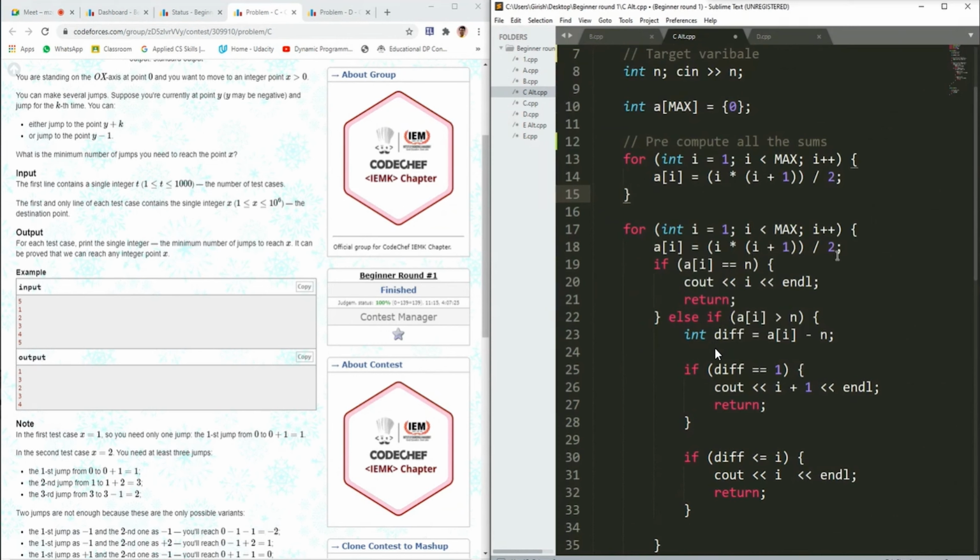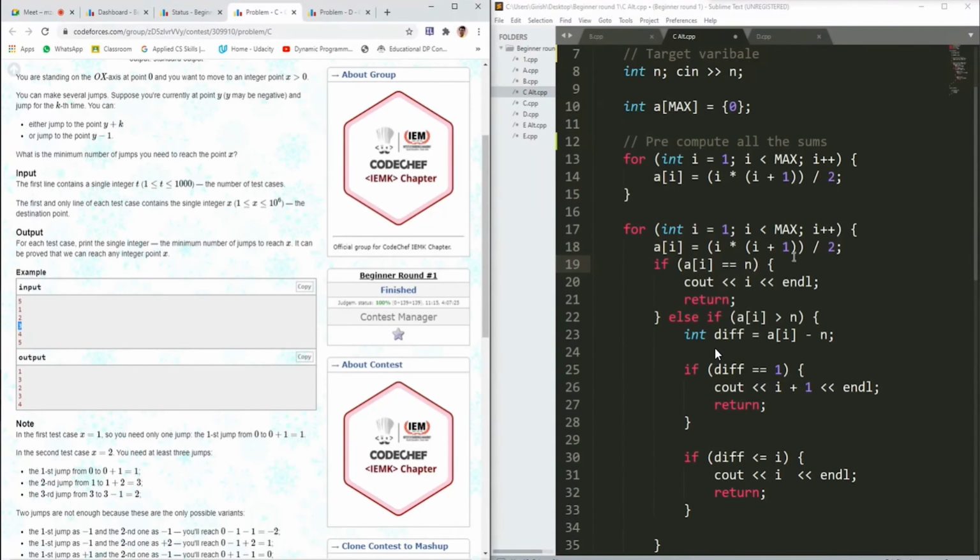And then I will loop through my array. This array contains all the sums. And while looping through the array, if I find that a[i] is equal to n, then I will print i as my answer. This was the test case here.